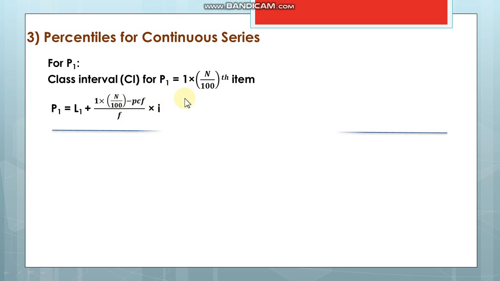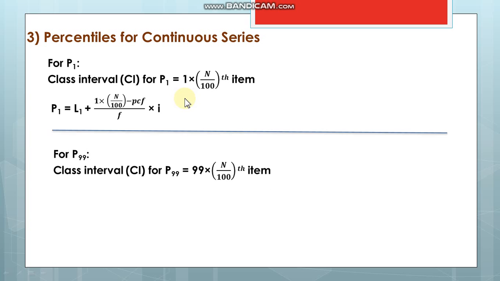Suppose I am calculating say 99 percentile. So first identify the class interval of 99 percentile. So for P99, the class interval is 99 into n by 100th item. Once I identify where that 99 into n by 100th item belongs to, then it's simple, lower boundary plus 99 into n by 100 minus previous cumulative frequency divided by f into i, that is width of the class.